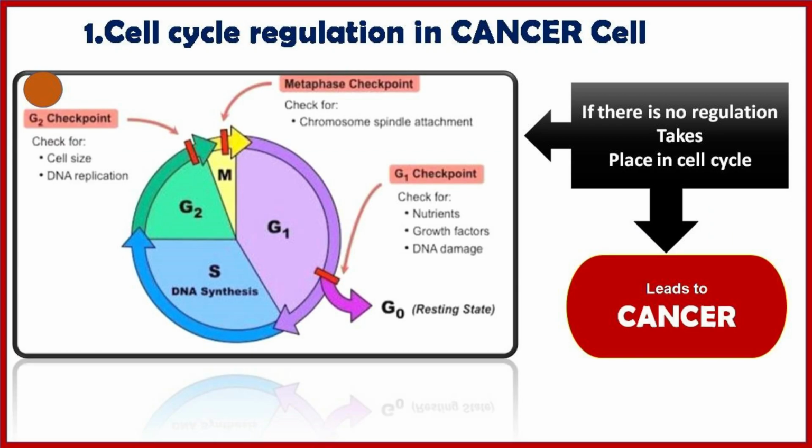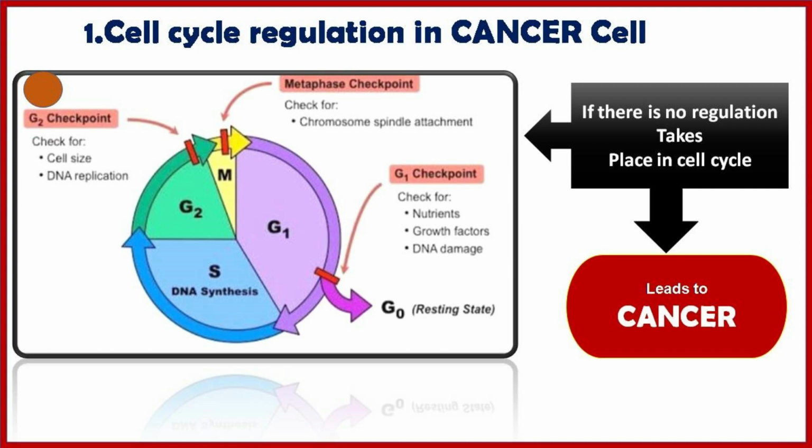First you can see the diagram of the normal cell cycle. In the normal cell cycle, the whole process is completed in four phases, that is the G1 phase, S phase, G2 phase and M phase. And three checkpoints are there in the cell cycle, and these checkpoints control the vital functions of the cell cycle.